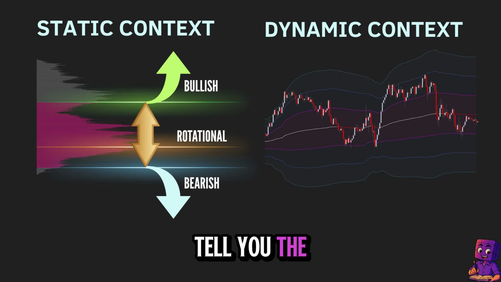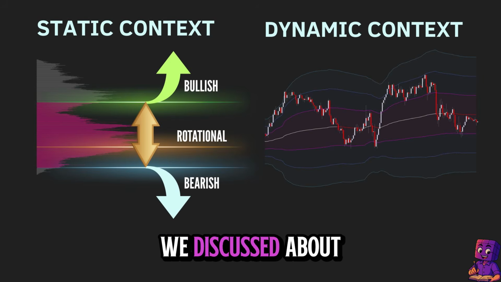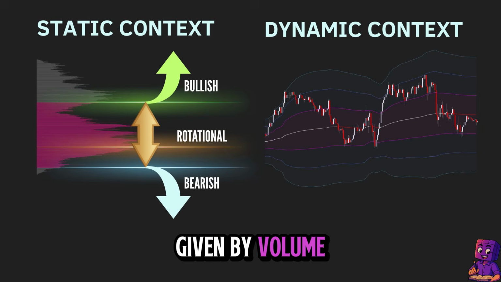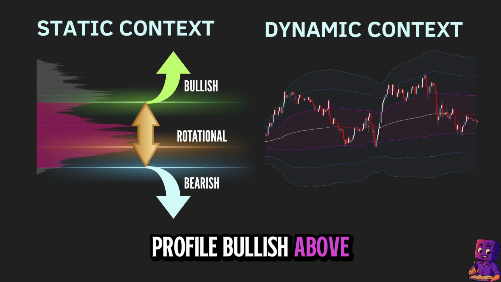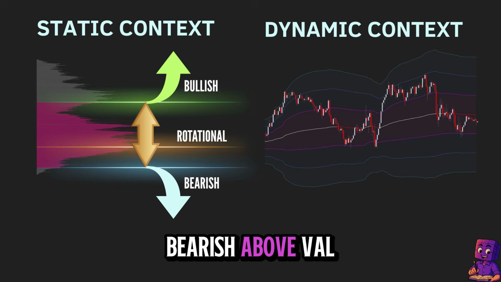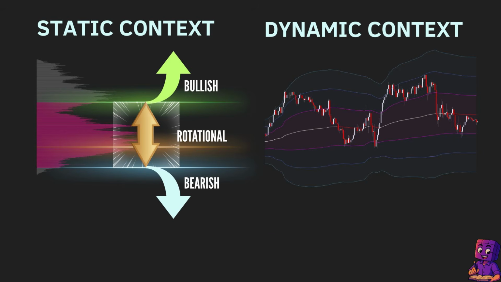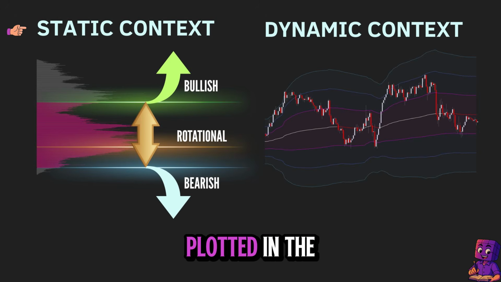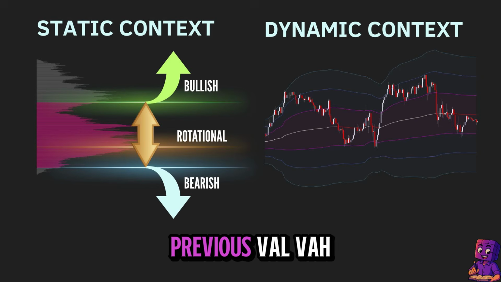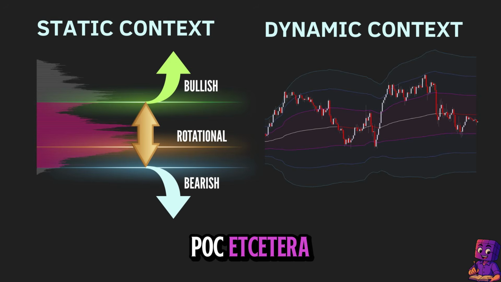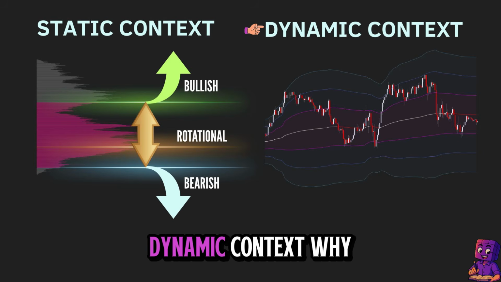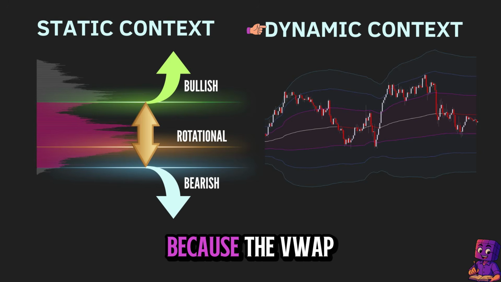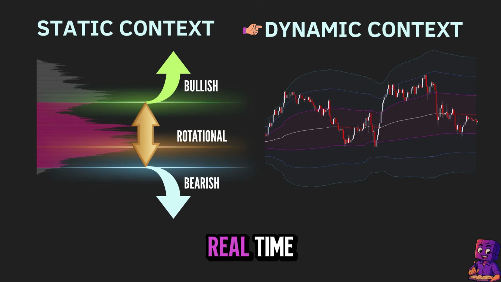How does VWAP tell you the market mode? Think about what we discussed about the context given by volume profile. Bullish above VAH, bearish below VAL, rotational between those. We are calling it a static context because it is based on something that was already plotted in the past and it is not changing, like previous VAL, VAH, POC, etc. We are using the VWAP the same, but as a dynamic context. Why dynamic? Because the VWAP and the bands are moving in real time.